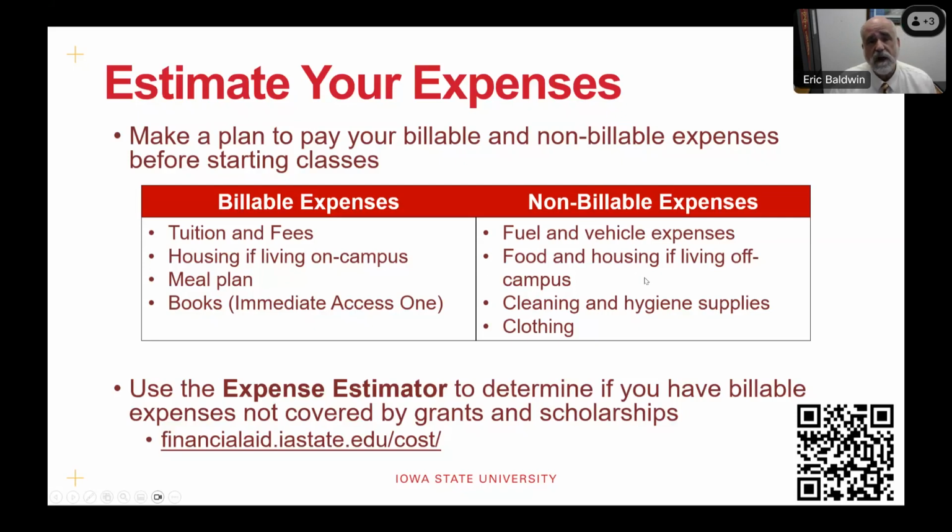If you're living off campus, still in your cost of attendance is food and housing costs because you've got to eat and you've got to sleep somewhere. And then your personal items and your clothing and things like that. So if you were to click into the financial aid expense estimator, we're going to walk through a little bit what it looks like.